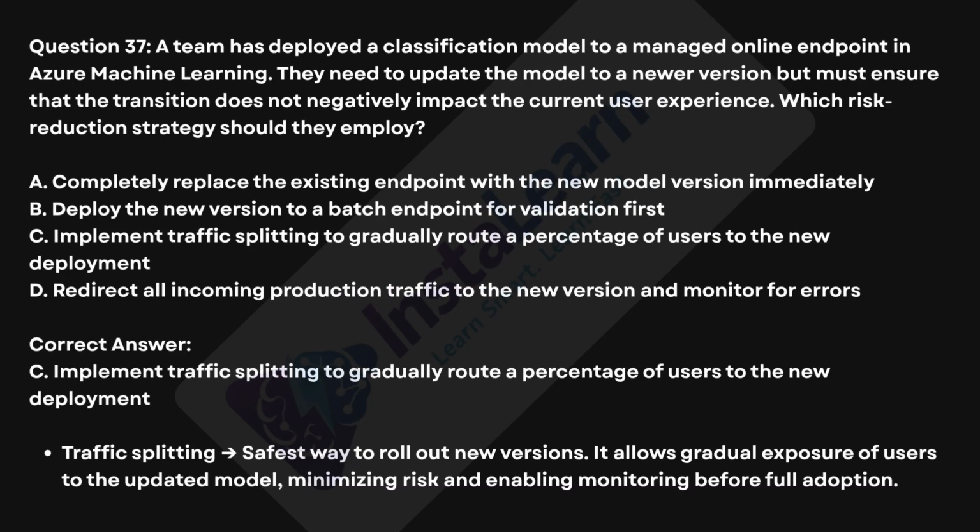Correct answer. C. Implement traffic splitting to gradually route a percentage of users to the new deployment. Here's why. Traffic splitting: safest way to roll out new versions. It allows gradual exposure of users to the updated model, minimizing risk and enabling monitoring before full adoption.